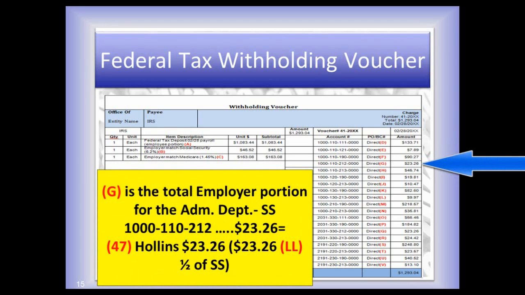G is the total employer portion for the administrative department Social Security. That's 1110212. And this total is $23.26. We only have one employee who contributes to Social Security, and that's actually a trustee, Mr. Hollins, number 47, and his total Social Security liability was $23.26, which you can see in column LL. And that's half of his Social Security liability because the other half is charged to 2031.